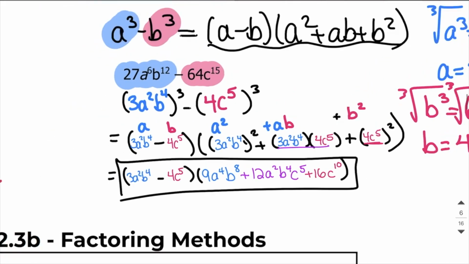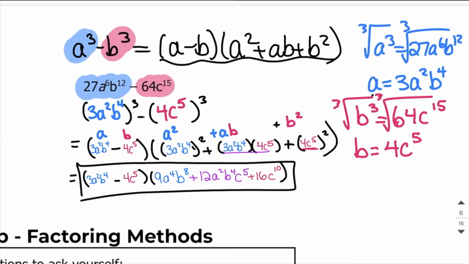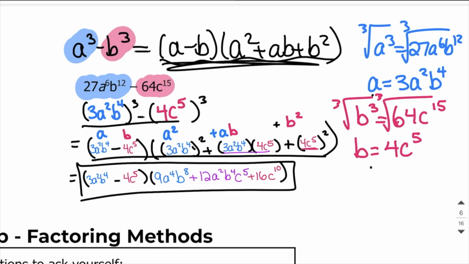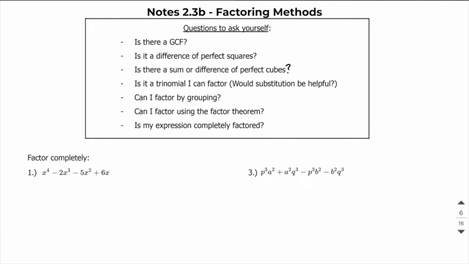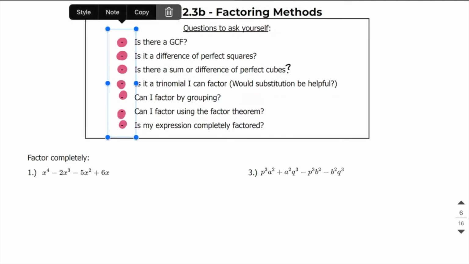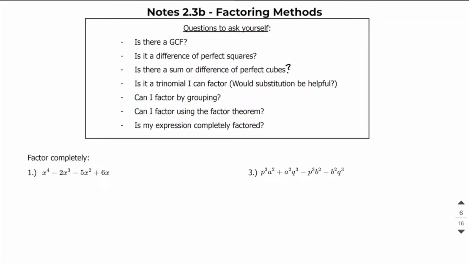Okay, so really, just to recap, you just have to figure out what a and b are, and then you just plug it in into this piece right here, and then you are good to go. We're going to go through this list of questions that we have here. So we've got 1, 2, 3, 4, 5, 6, 7 questions we're going to ask ourselves whenever we factor. There are more questions now than there were when we originally started this course. So let's go through and answer these questions.